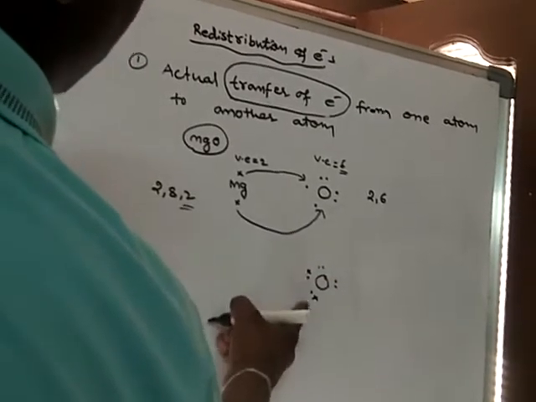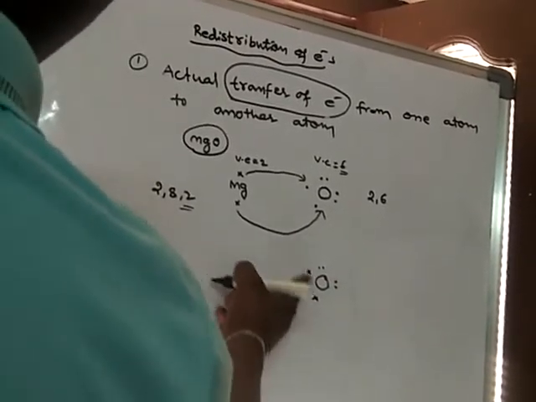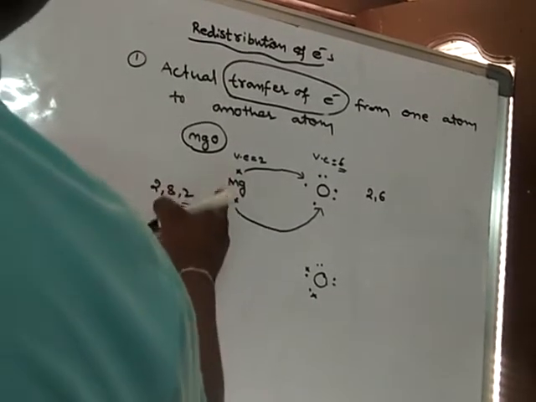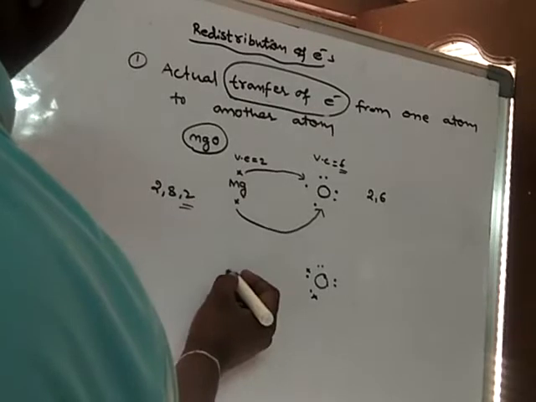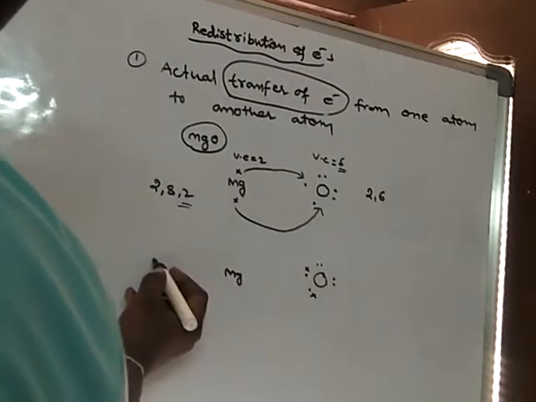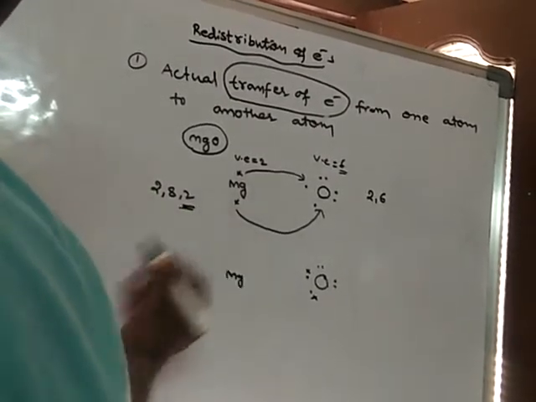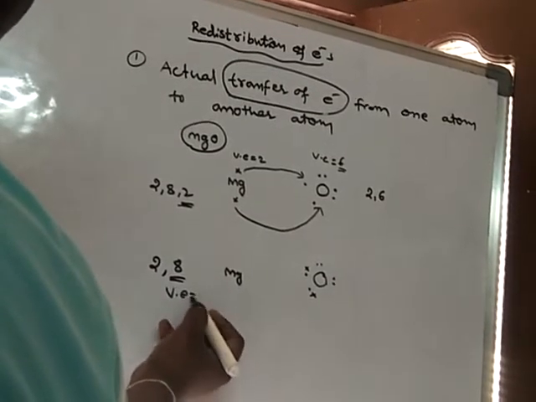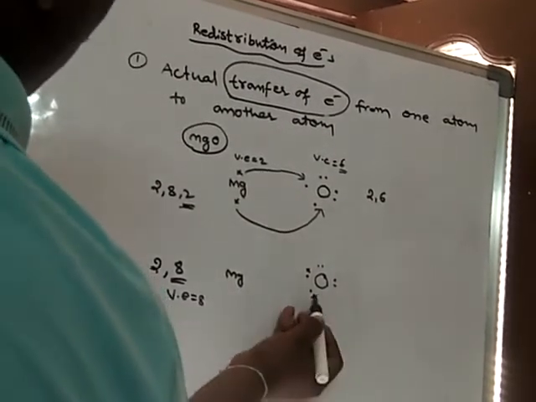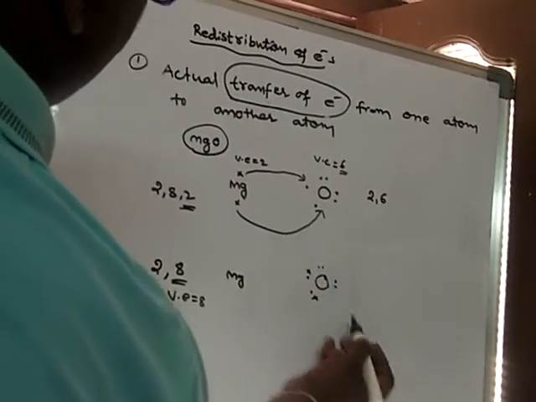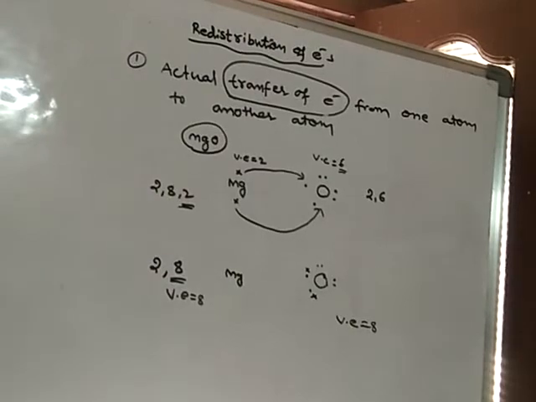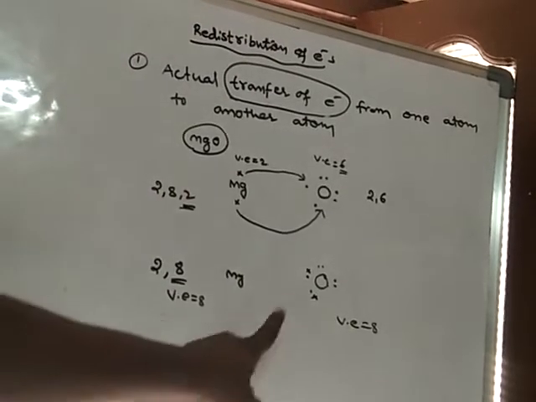These two crossed electrons are transferred from magnesium. So magnesium has lost 2 electrons. After losing these 2 electrons, magnesium gets 2, 8, and now the valence electrons are 8. Here also, oxygen: 1, 2, 3, 4, 5, 6, 7, 8. Now the valence electrons are 8 because it has borrowed 2 electrons. So oxygen has got 2 electrons.